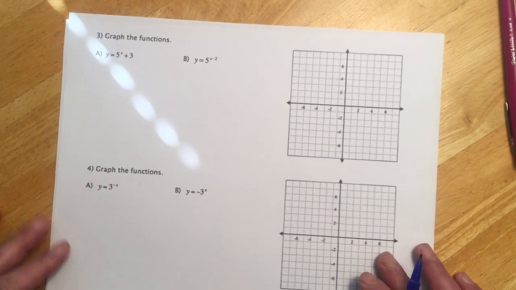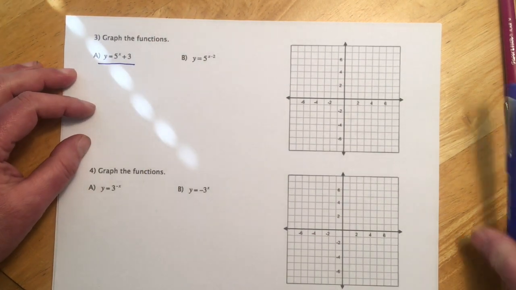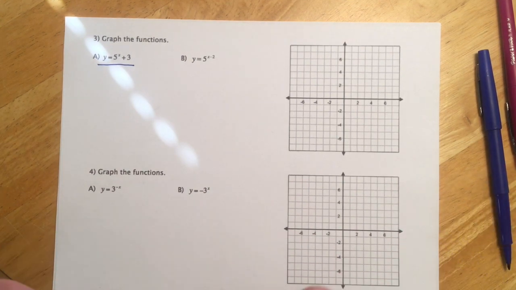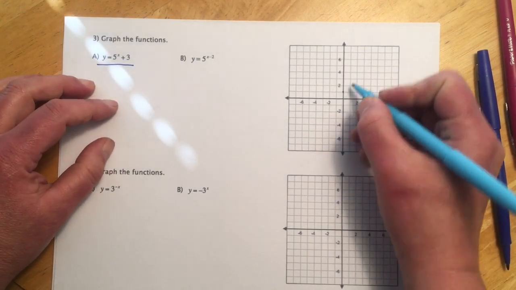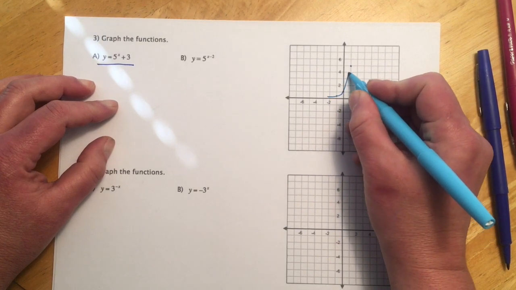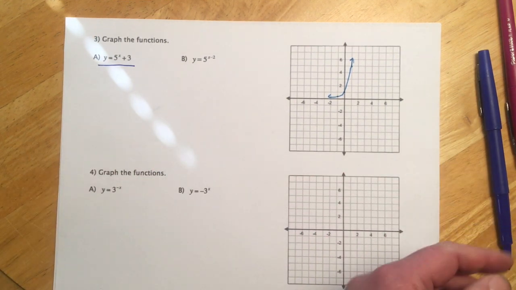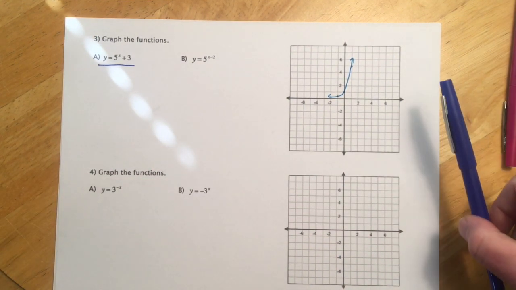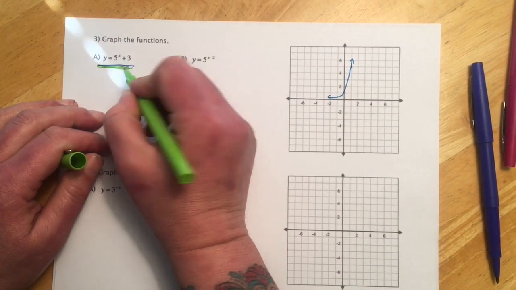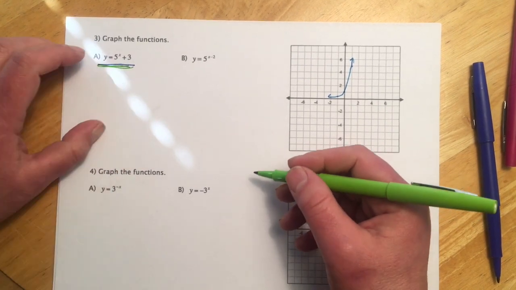So for number 3, we've got a couple of examples here. So we have this one. I'm going to do the parent function in light blue, I think. So I'm just going to keep drawing this thing over and over. Let's see, I bet that doesn't stand out. Let me try this. We're going to go green on this one. Yeah, I think that'll stand out pretty good.